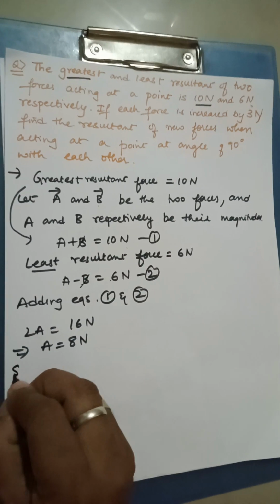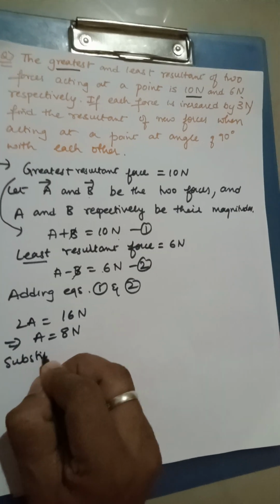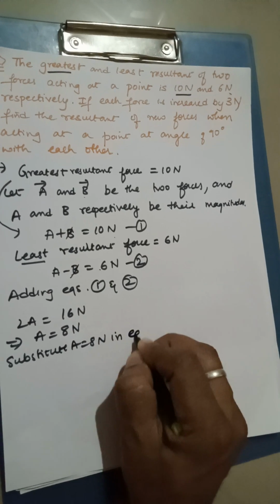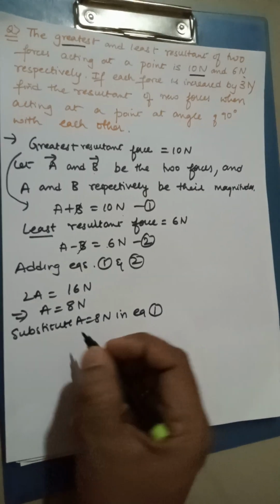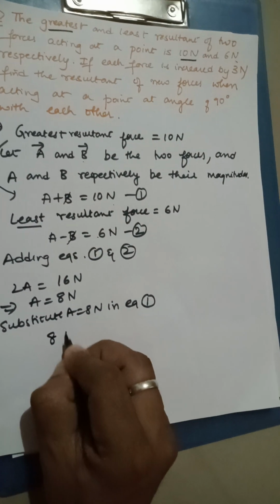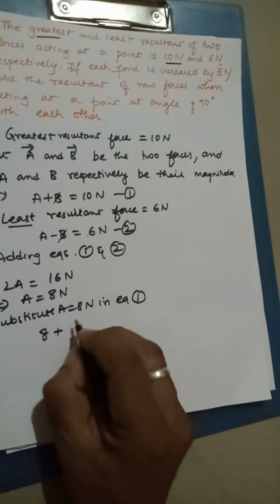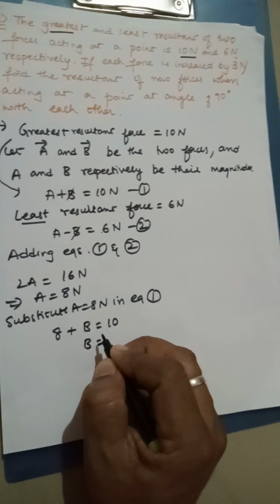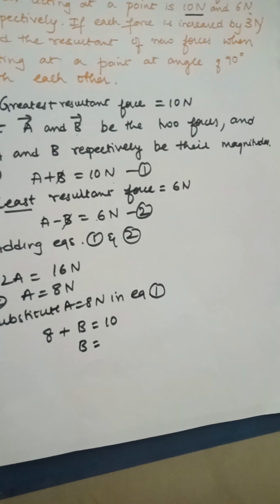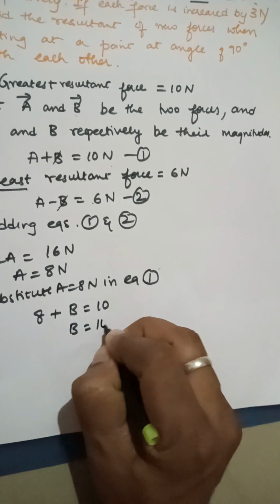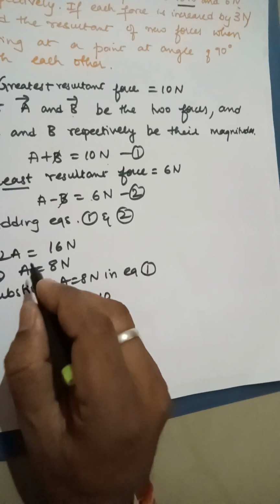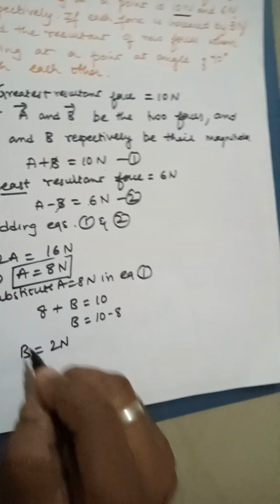So substitute A equal to 8 Newton in any of the equations. Let us say equation 1. So A plus B, that is 8 plus B, is equal to 10 Newton. So B will be equal to 10 minus 8, that will be equal to 2 newtons. So these are the magnitudes of the two given forces.